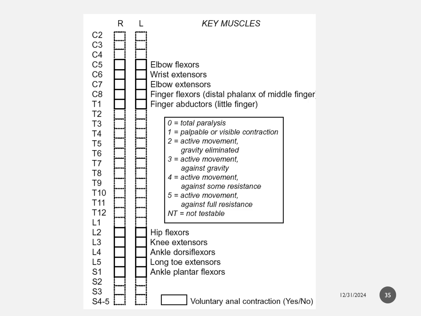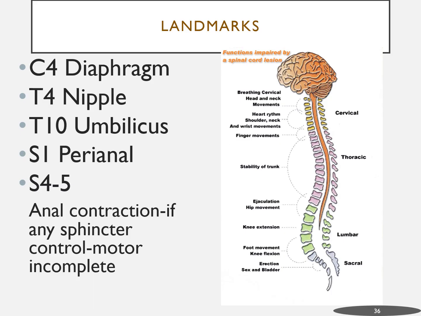And this is just showing you, again, some of those key muscles. So your elbow flexors, your wrist extensors, and everything that I just said as far as cervical. And then down lower in your lumbar area, your hip flexors. Ask your patient to bend their knees up, extend the knee. Maybe if you get their leg up and then see if they can kick out with their knee. And then your plantar and dorsiflexion going down lower.